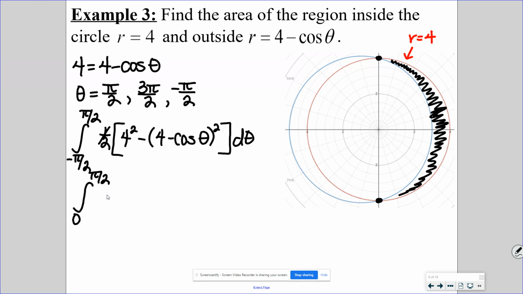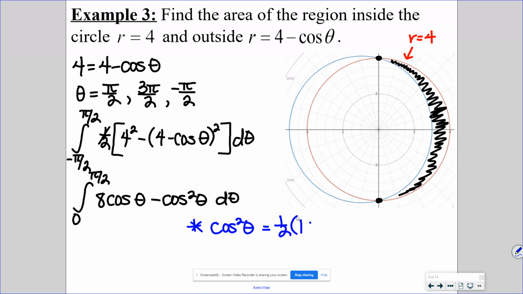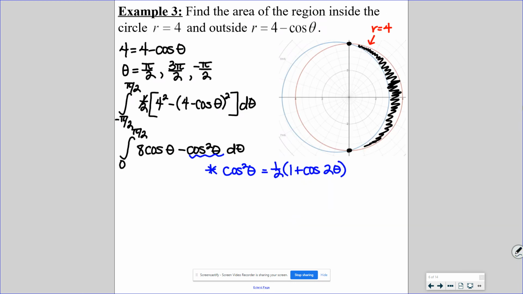The other thing that I'm going to do is simplify all this, where I would have a 16 minus 16, so that's going to cancel. And if I go ahead and multiply everything out and combine like terms, I would end up with 8 cos theta minus cosine squared theta. And so yet again, we're in a situation where we need to do a trig identity. Cosine squared of theta is equal to 1/2 times 1 plus cos of 2 theta. So we're going to make that substitution here so that it is something that we can integrate.